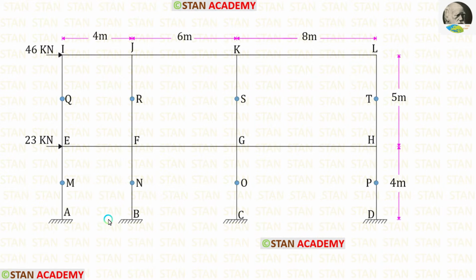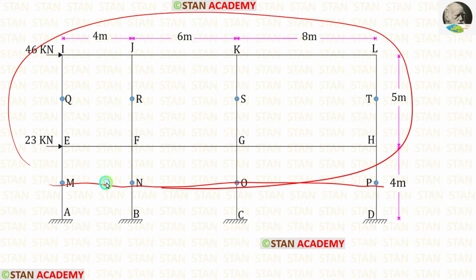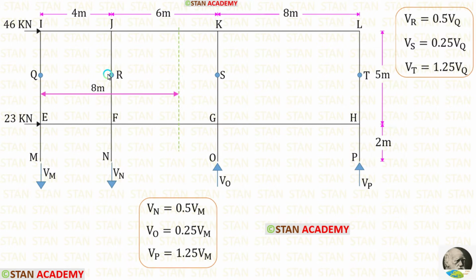Now let us split the frame into two parts. From the center of the columns in the bottom story, let us take the upper part. In the points R, S and T, we have made the expressions for the axial forces in terms of Vq. In the similar way, we can make expressions for Vn, Vo and Vp in terms of Vm.